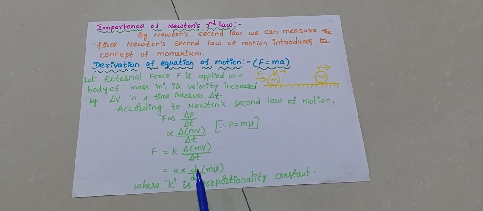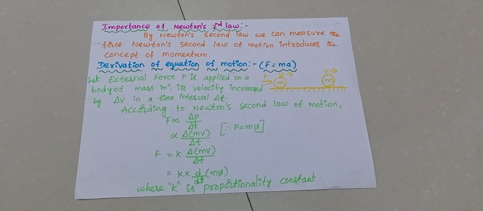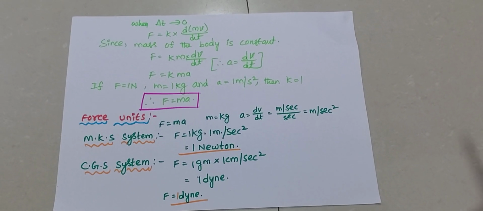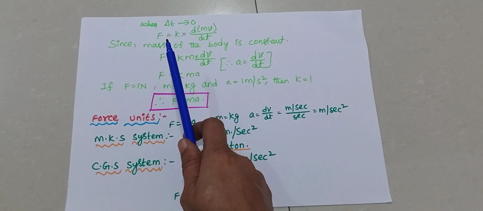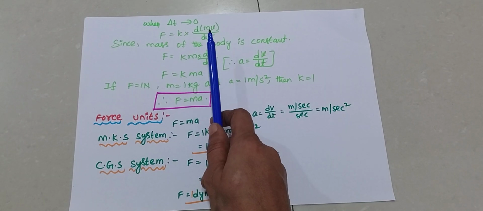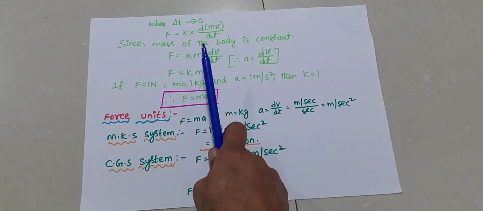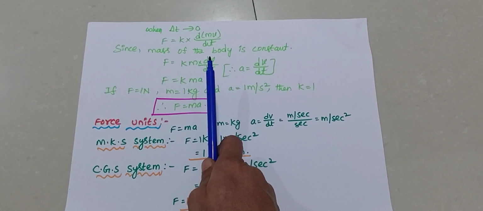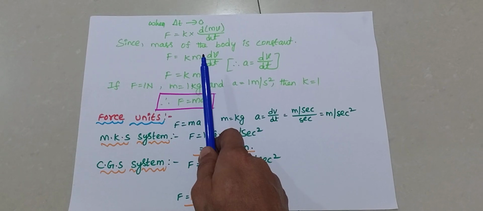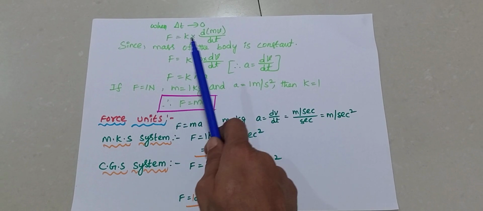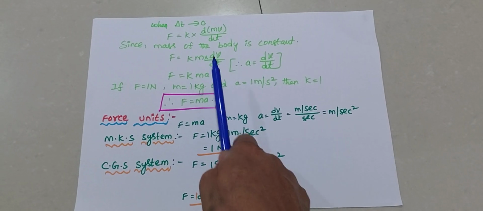Here d by dt of mv, where k is the proportionality constant. When delta t tends to 0, F is equal to k into d(mv) by dt. Here, since the mass of the body is constant, m is not applied to the differentiation, because this is a constant value. That's why keep m outside: m into dv by dt.